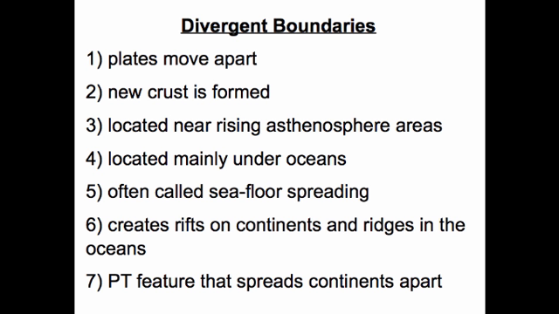These notes will come up on and off throughout this video, and they will also be available at the end of the video. Number one, plates move apart, as I just said. Number two, new crust is formed, primarily oceanic crust. Number three, divergent boundaries are located near rising asthenosphere areas. Number four, located mainly under oceans.